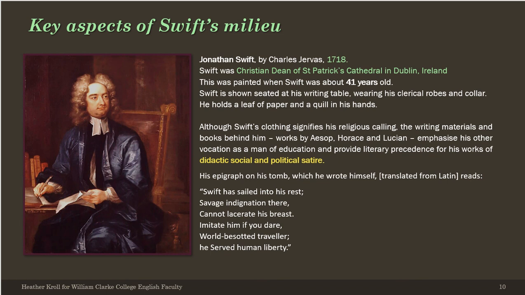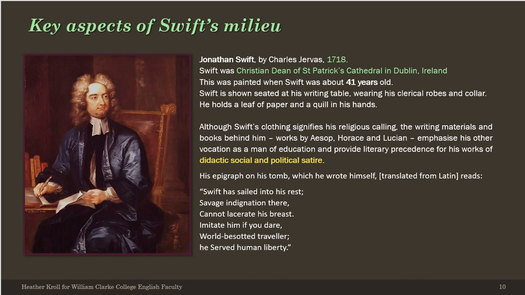This is a lovely portrait of him by Charles Jervas in 1718 when he was Dean of St Patrick's Cathedral in Dublin, Ireland. This was painted when Swift was about 41, so he was a good age. He's shown seated at his writing table wearing clerical robes, the robe of old-fashioned ministers and a clerical collar, which was the shape of them at that time. He also holds a sheaf of writing paper and a quill in his hand. They used to write with the hollow feather and they'd shape the tip of it, fill it with ink, and that's how they wrote. So it was a messy business writing back in the day.